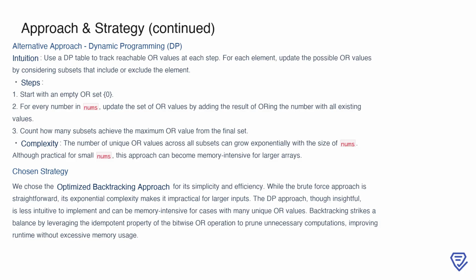While this approach has its advantages, such as being potentially faster for small arrays, it also has limitations. The number of unique OR values can grow exponentially, making the approach memory-intensive for larger arrays with diverse numbers. This trade-off needs to be carefully considered depending on the problem constraints.